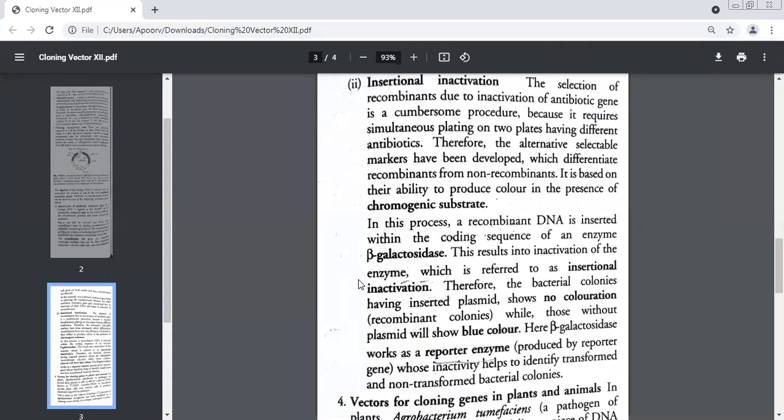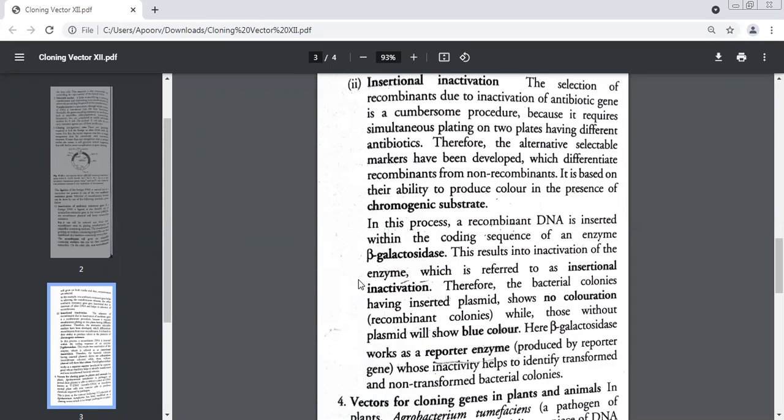Beta-galactosidase. Very good. By inserting what? Recombinant DNA. Very good. This process is called what inactivation? Insertional inactivation. Very good. Now this enzyme really helps us. How does it help us? It will give different colors.